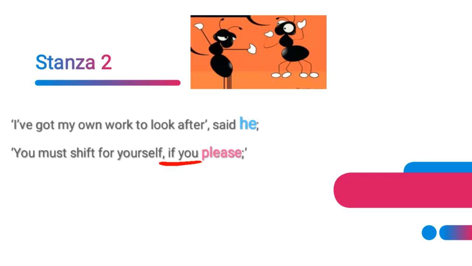It said, oh, I have some other work. I want to do my work. If you want to shift your grain of wheat, you just go and shift. I'm not ready to help. So is this a way to respond to a person who asks for help from you? No, isn't it? But look at this neighbor ant, how it responds in a rude manner, in an impolite way, isn't it, dear children?